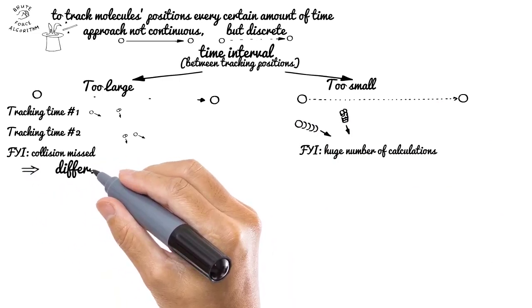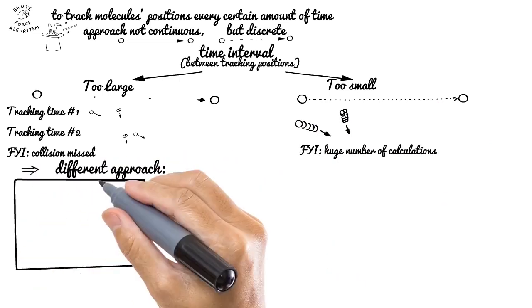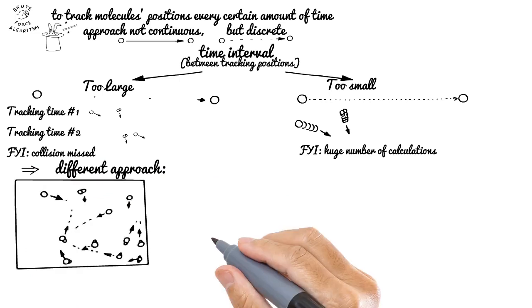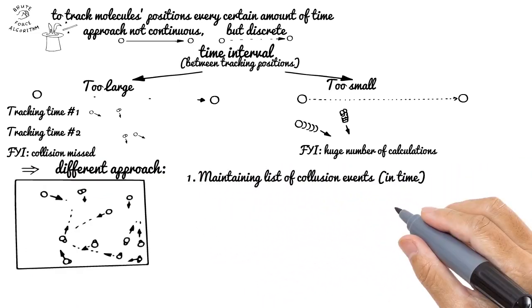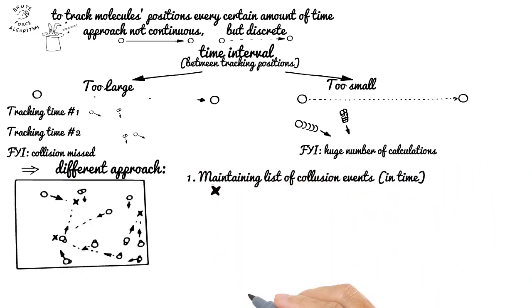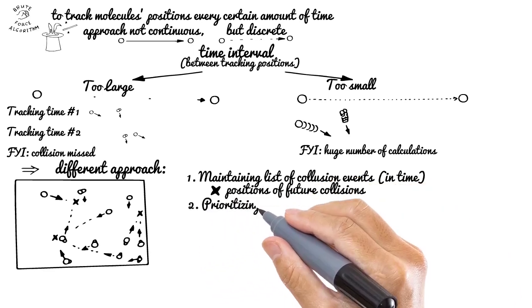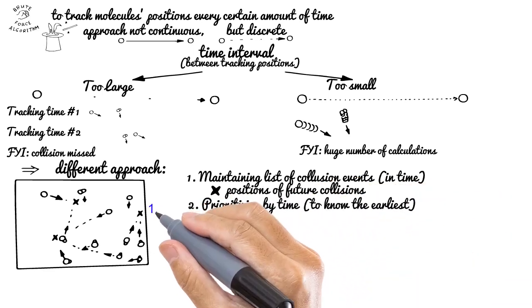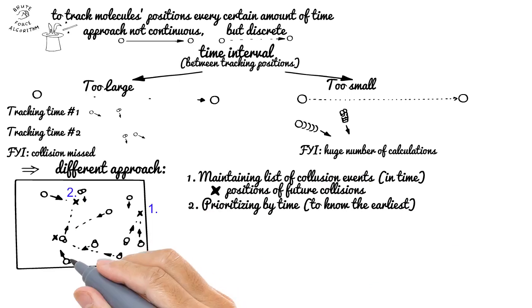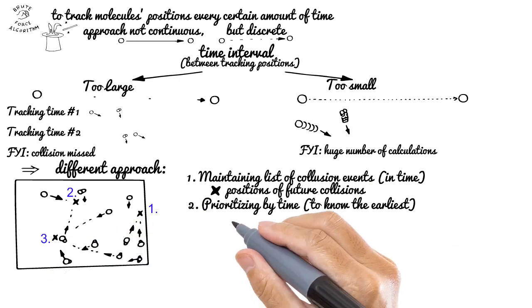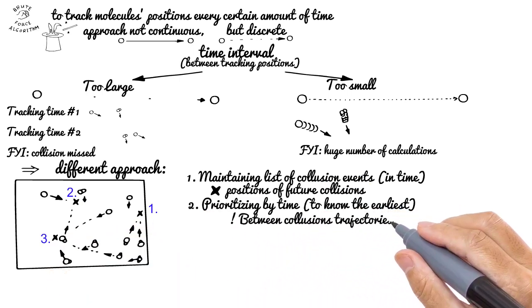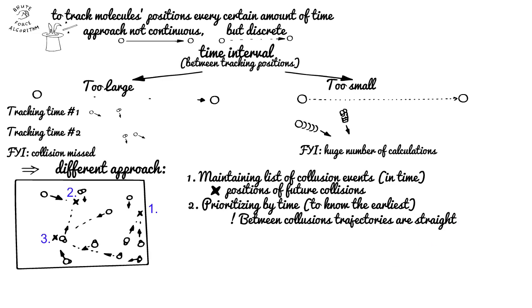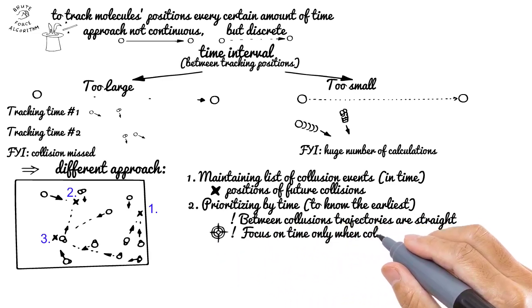Therefore, a totally different, effective approach can be used. Constructing a list of collision events, particle to particle and particle to wall. Then prioritizing events by time. So each time we know which event will happen the earliest among others. That means between collisions, molecules move along straight line trajectories. We focus on time only when a collision happens.